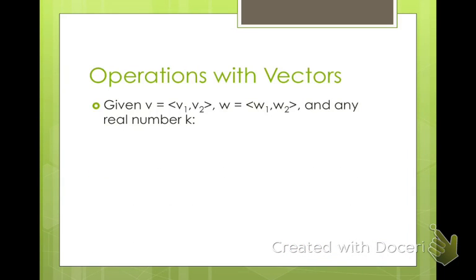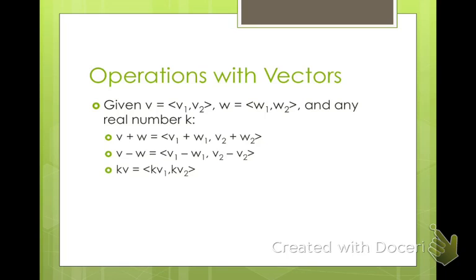Okay, operations with vectors. If you're given vector v = ⟨v1, v2⟩ and vector w = ⟨w1, w2⟩, and any real number k, if you add v plus w, you just add the values that are in the same place, so your 1s and your 2s. If you subtract, you do the same thing. You subtract your 1s, subtract your 2s. Oh, that second one's supposed to say w. If you multiply by a scalar, you just multiply everything inside.